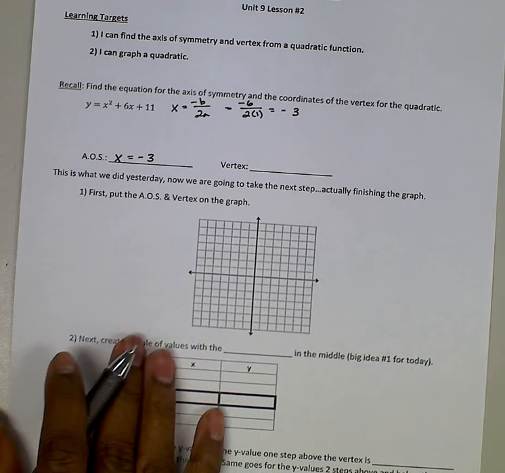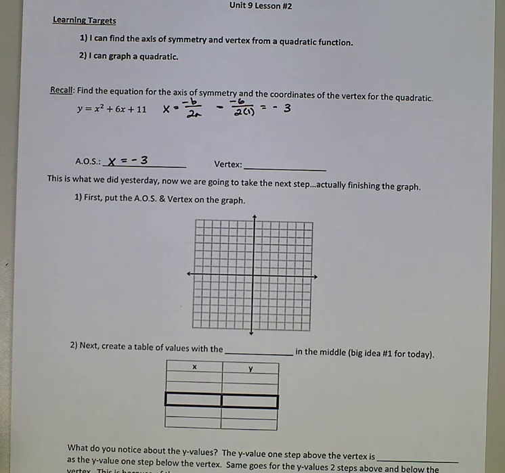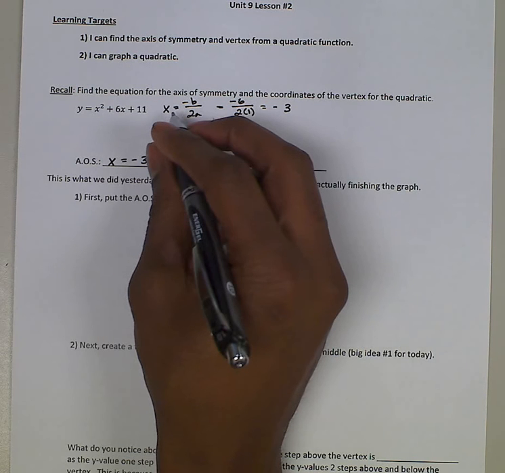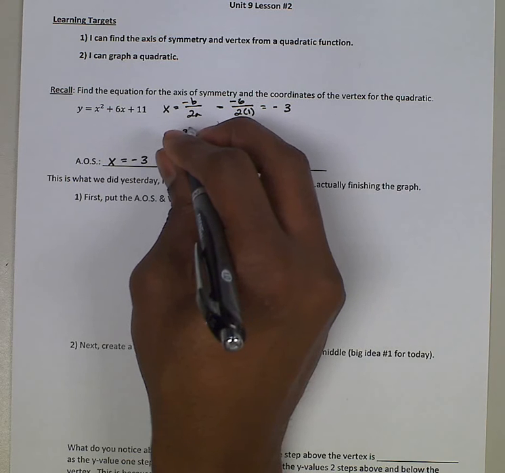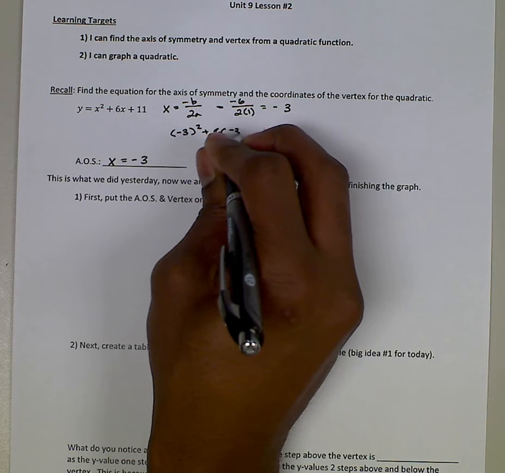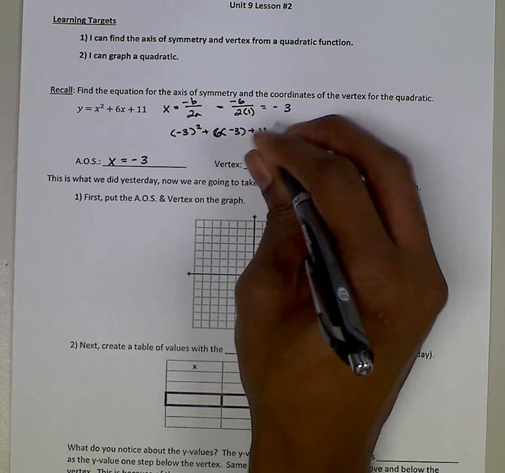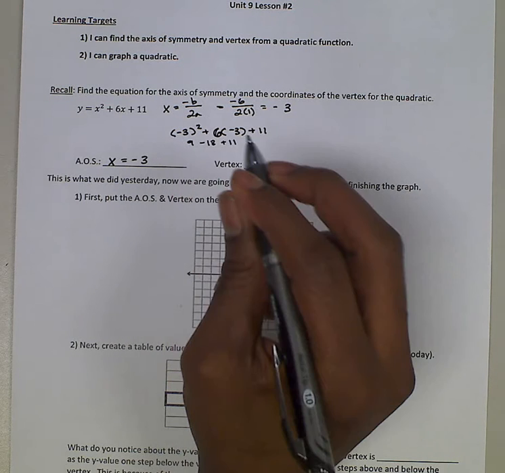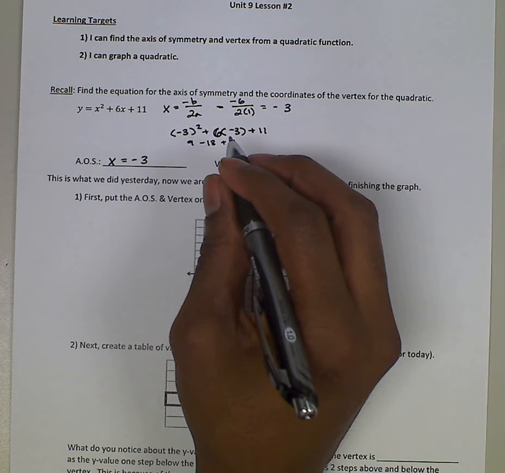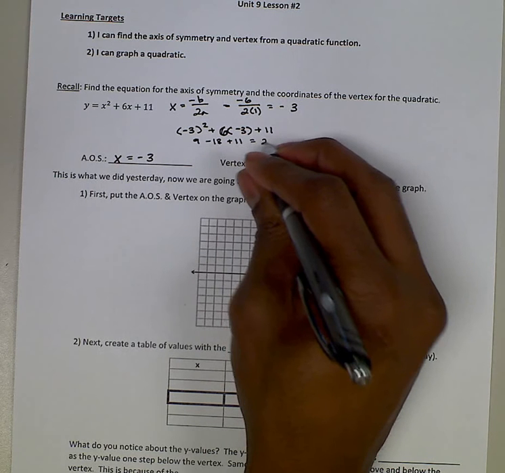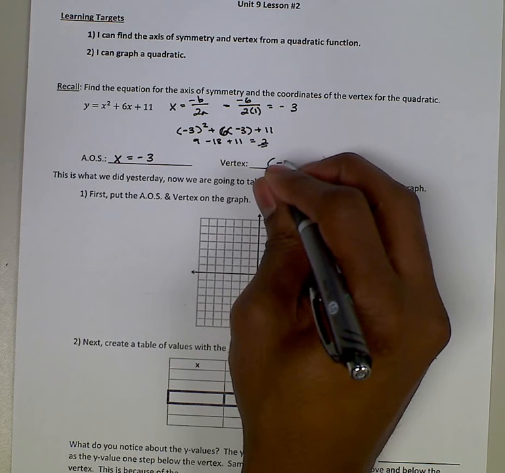And remember that we find our vertex by plugging the axis of symmetry into the equation and solving for y, basically. So we're plugging that in. We have negative 3 squared plus 6 times negative 3 plus 11. So that's 9 minus 18 plus 11, which will be 2. So when x is negative 3, y is 2.